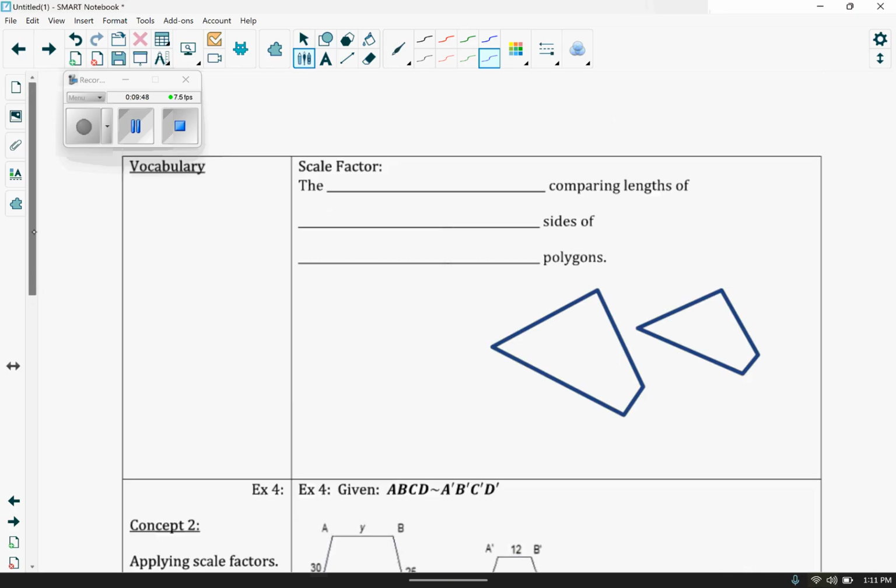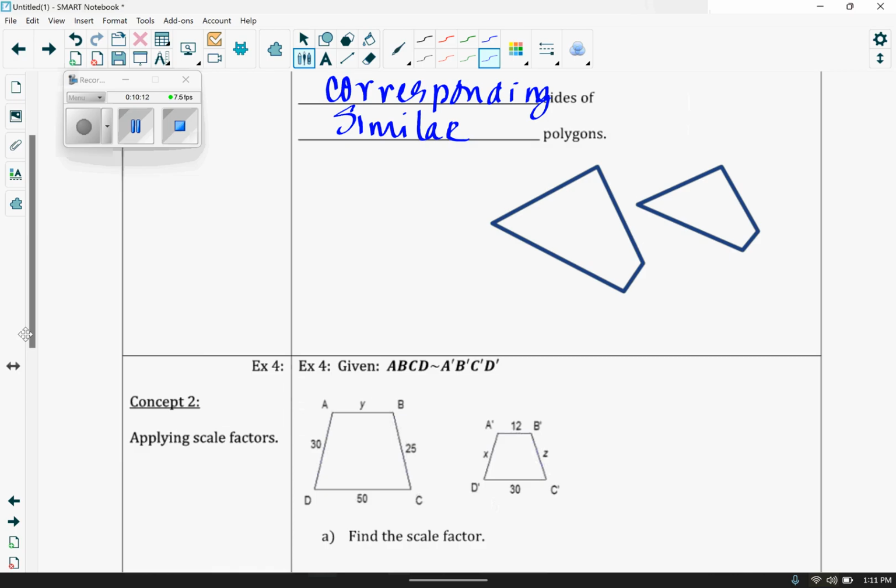All right, so notes on this page. Look, scale factor. Here's where we're getting into that wonderful scale factor. The scale factor is going to be a ratio of corresponding sides of similar polygons. Polygons are any closed shape. We're going to go with convex polygons, so closed figures.